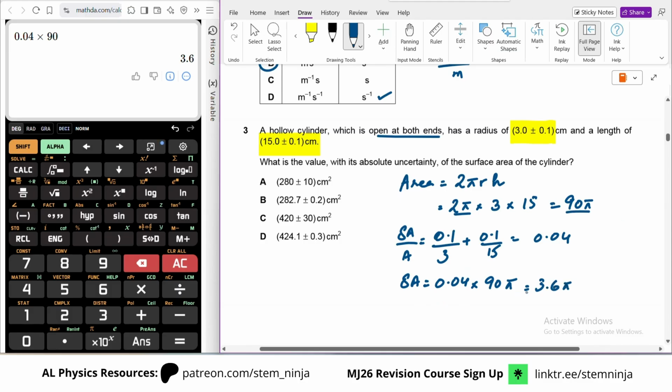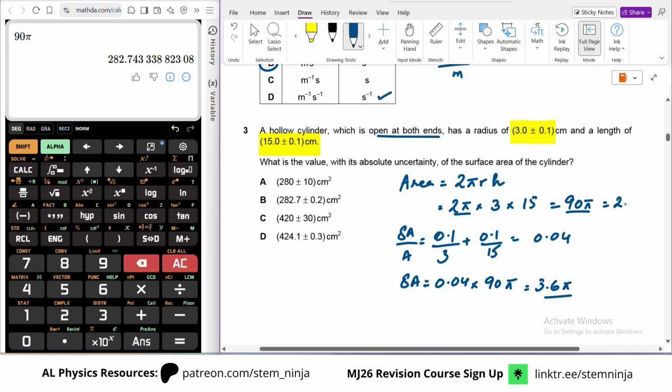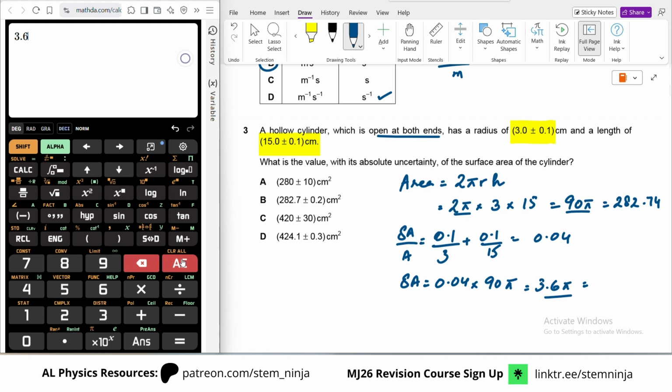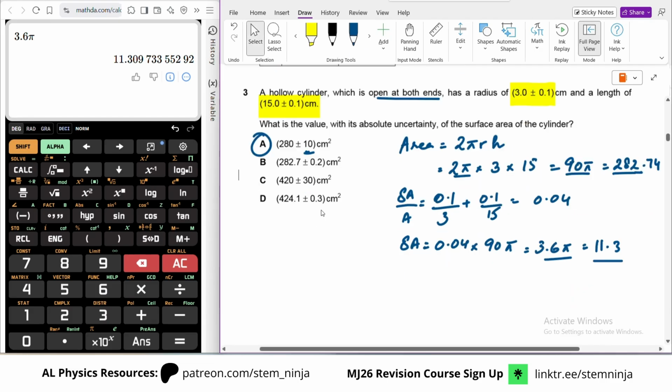Okay, now we need the actual values. So 90 pi is 282.74 and 3.6 pi is 11.3. So we need the absolute uncertainty given in one significant figure. So 11 to one significant figure would be 10, and we also need to represent the area the same way, so that would be 280. Right, okay, 2 pi RH. Okay, now moving on.